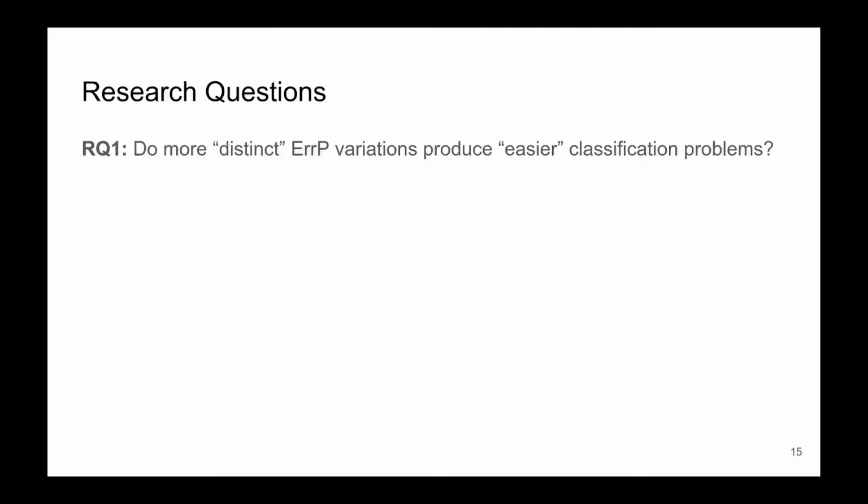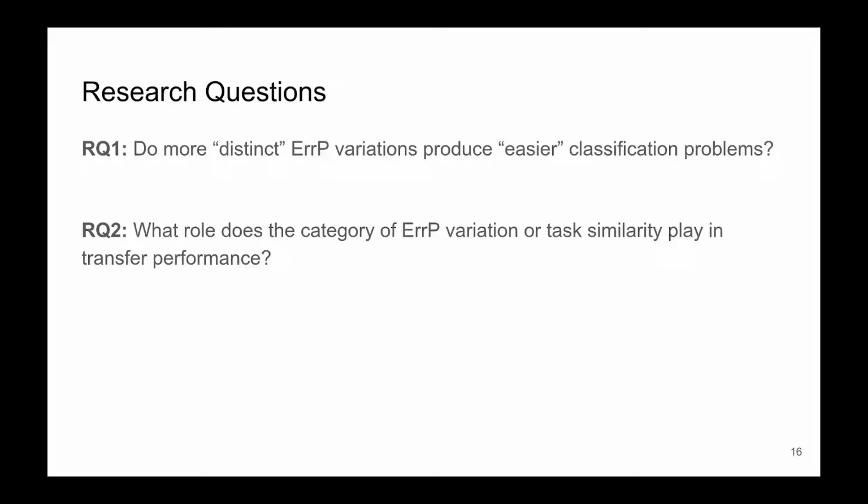Given this initial setup, we have three main questions that we want to start investigating for our inquiry into this data perspective for transfer learning. The first research question is, do more distinct ErrP variations produce easier classification problems? Next, we want to look at what role the category of ErrP variations plays, and also what role task similarity plays in the task transfer performance.